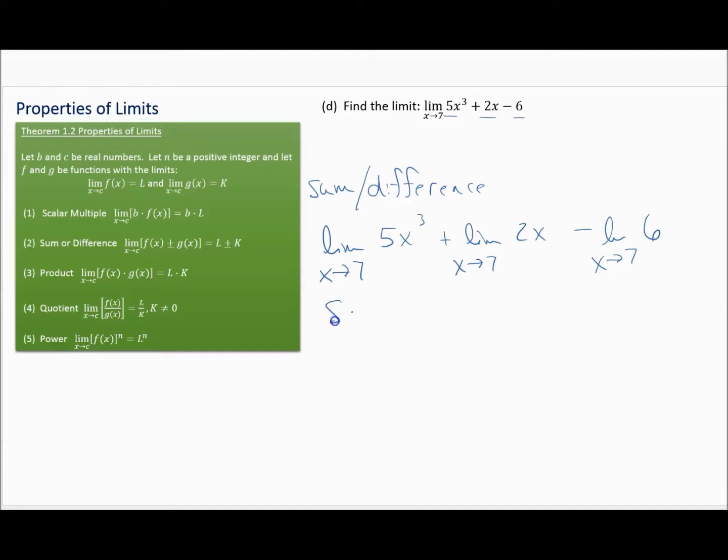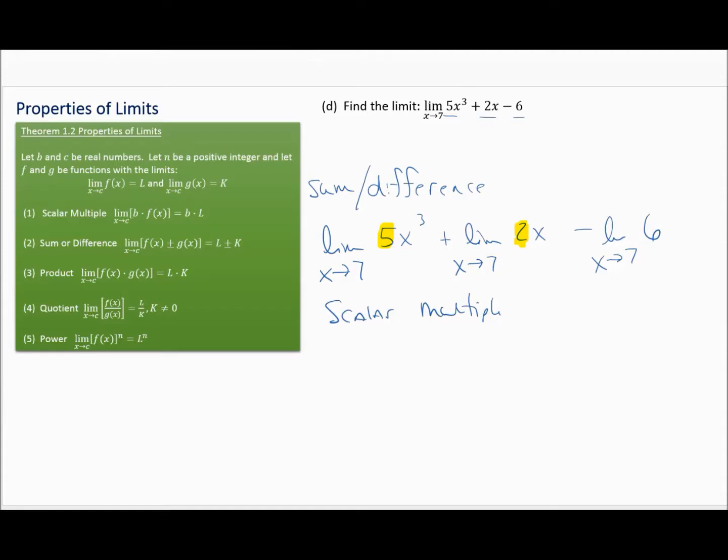We could use the scalar multiple rule. And I could pull these scalar multiples in front. So this 5 can be moved in front. This 2 can be moved in front. Now this 6 is a constant. That's a different rule. We'll handle that in just a minute.